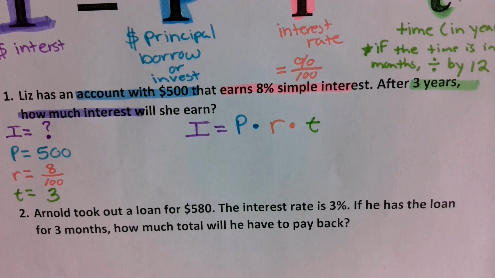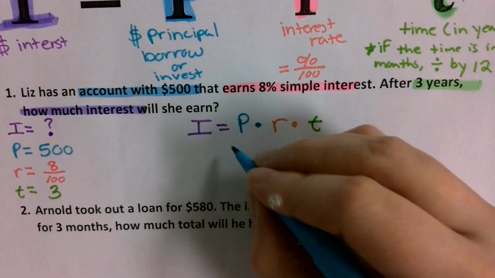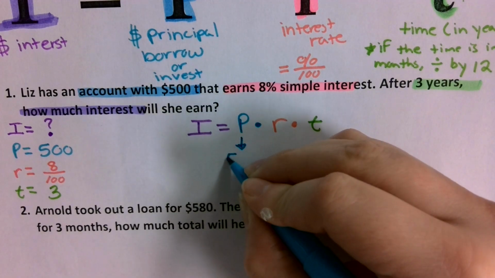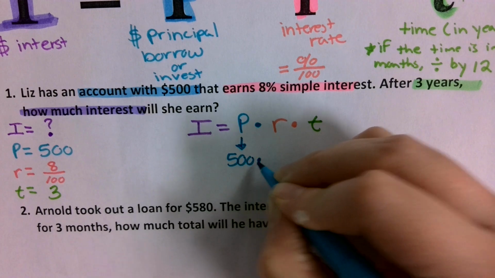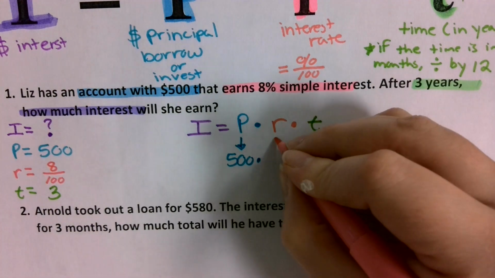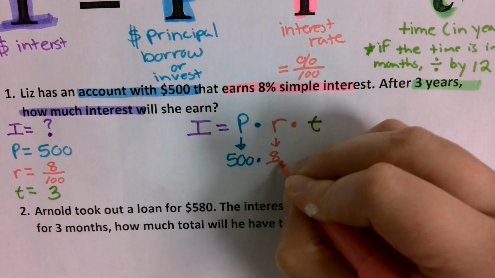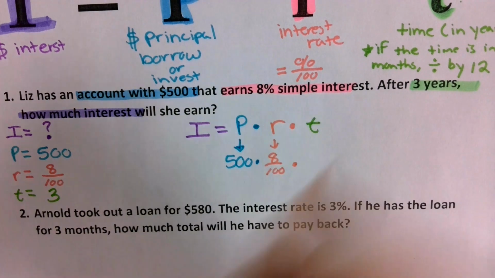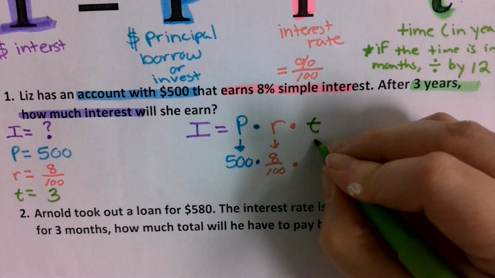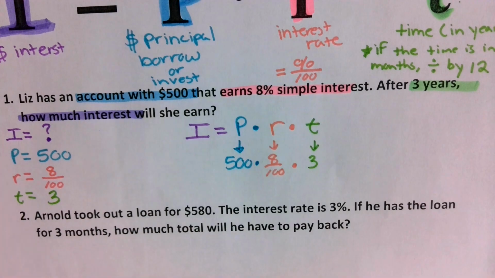So we just need to replace that information with what we know. We know that the principal was 500. We know that the rate is 8 over 100. We know that the time is 3 years.